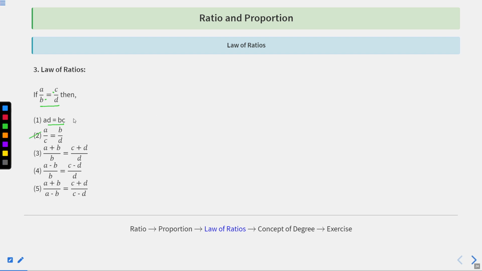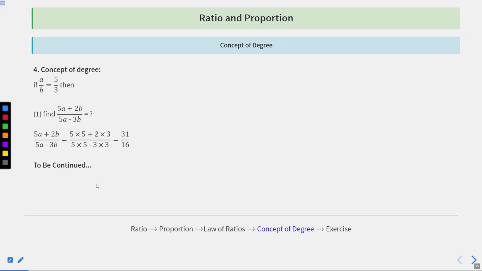Okay. And the third is if you add 1 to both sides like we did in componendo, you will get a plus b upon b equal to c plus d upon d. If you take difference, minus 1 on both sides, you will have a minus b upon b equal to c minus d upon d. And this is componendo and dividendo: a plus b upon a minus b equal to c plus d upon c minus d.